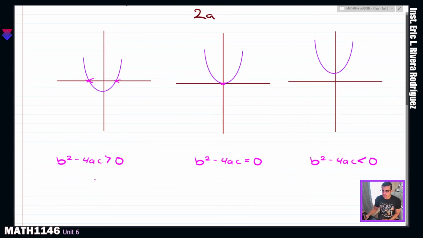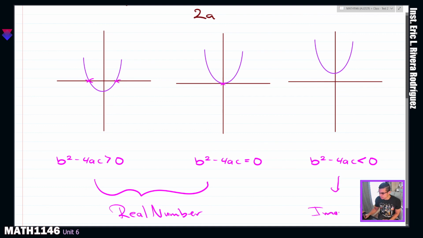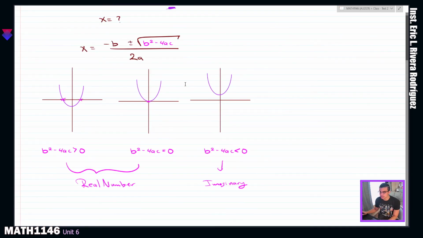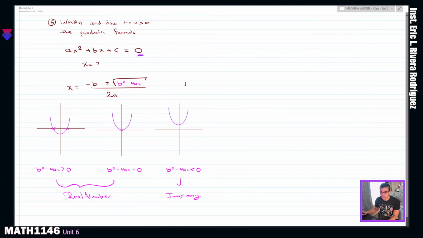Okay, so from these two, we are going to get real numbers. And from this one, we are going to get imaginary numbers. Real number, remember, could be a rational number or an irrational number. Any questions so far?